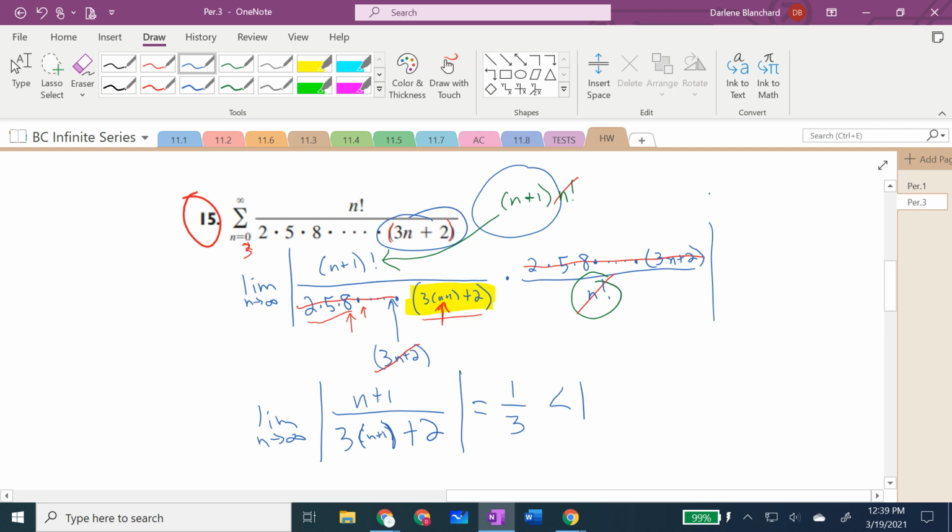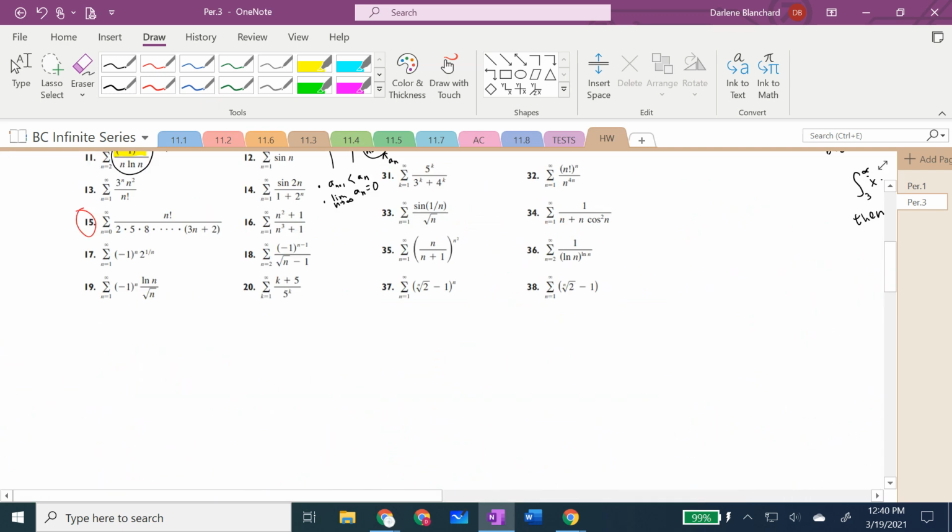1/3 is less than 1. That means converge by ratio test. And so you got to see a situation where a factorial in the numerator actually did create a converge, which is pretty crazy. But if you look at what you're multiplying down here, perhaps you see that it does run that possibility. So that's 15. Everyone good with 15? Because that one was probably the hardest one to deal with.